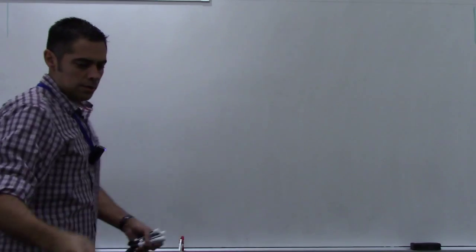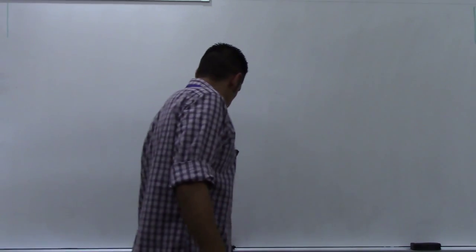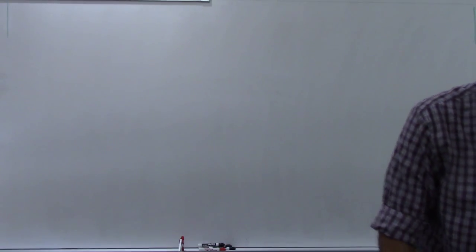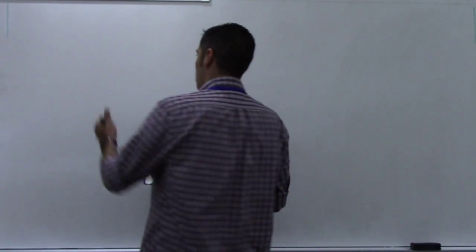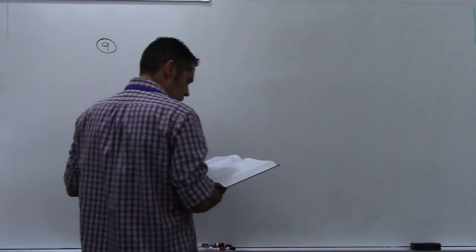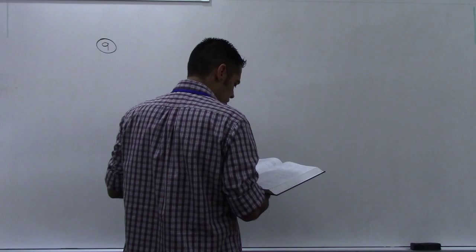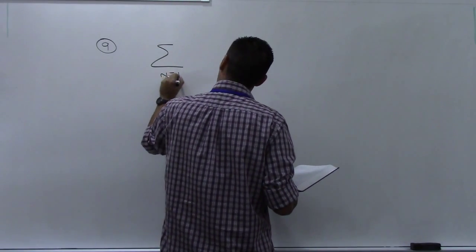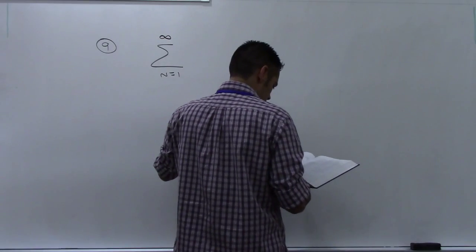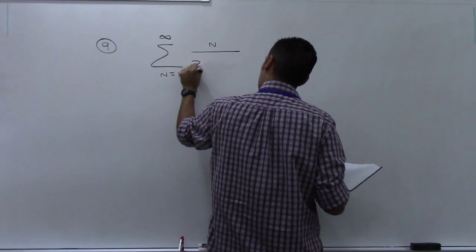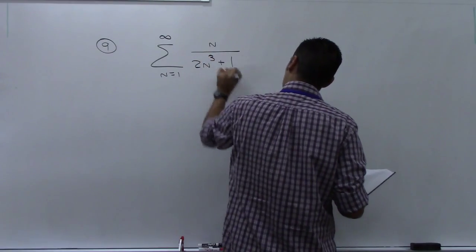Okay, so number 9. Number 9 says, use the comparison test to determine whether the series is convergent or divergent. So we have the sum n equals 1 to infinity of n over 2n cubed plus 1.